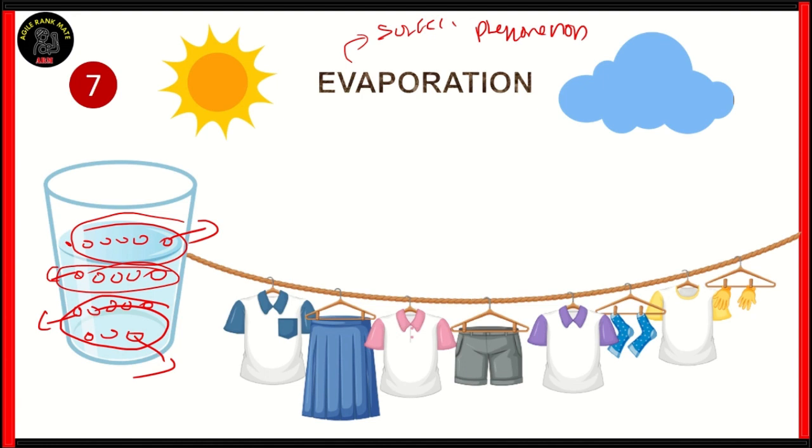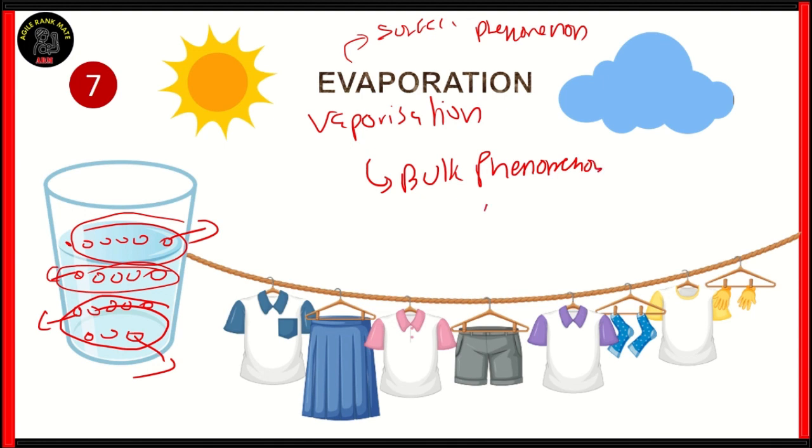Vaporization, on the other hand, is a bulk phenomenon. A bulk phenomenon means that if we have a glass of water, all of the particles would have a change in temperature, and all of the particles are directly converted to gas. That is known as vaporization. But if each layer is converted to gas one after another, that is known as evaporation. And this is the main difference between evaporation and vaporization.